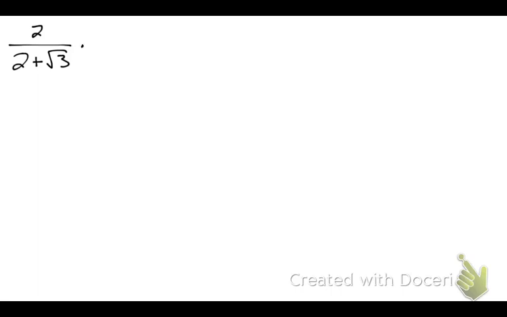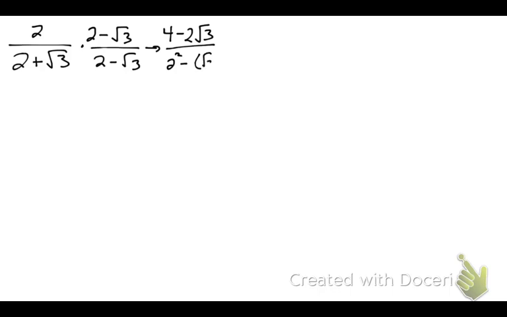Well, the conjugate pair here is 2 minus root 3. So that's what we're going to multiply numerator and denominator by. And when you do that, you're going to get 4 minus 2 root 3 in the numerator, because we just distributed. And the denominator, since it's difference of squares, would be 2 squared minus the square root of 3 squared.